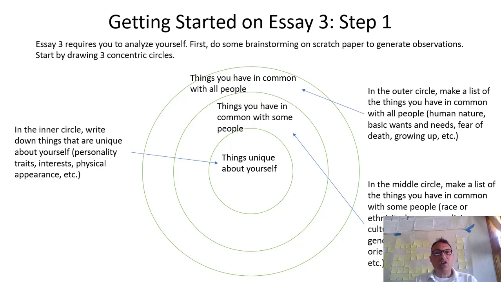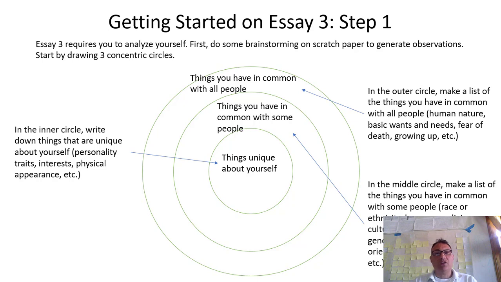In the next circle out, try to make a list of things that you have in common with some people, but not everybody. So this is where maybe your ethnicity, your racial identity, religion, gender, your gender identity, maybe sexual orientation. And then in the last circle, try to make a list of words that you have in common with all people. So for instance, we've been talking about implicit bias. Implicit bias is something you have in common with all people. You can't be a human being without having implicit bias.